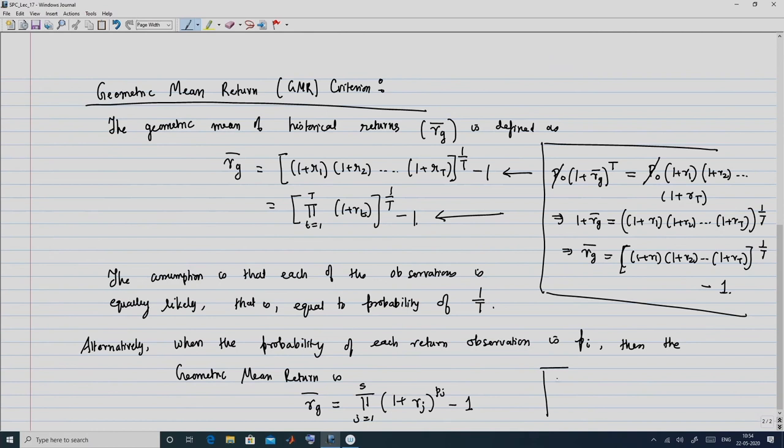So here you observe that instead of T, I have replaced it with S, and instead of small t, I have replaced this with j. So basically, I am considering S number of periods, just to distinguish it from the notation I have here. And here, of course, my 1 by T is being replaced by my pj, and your Rt is replaced by Rj.